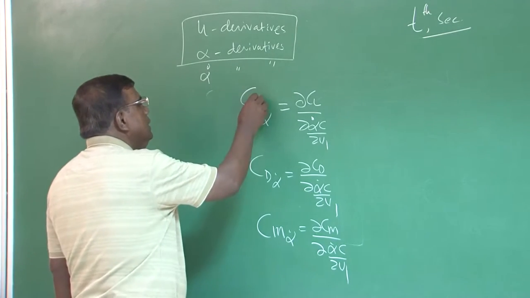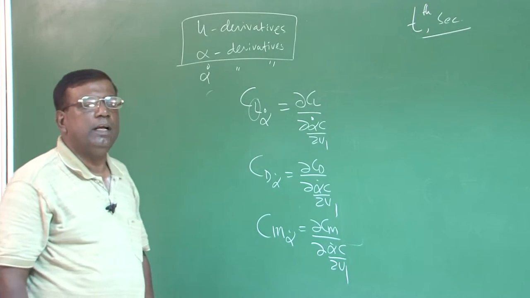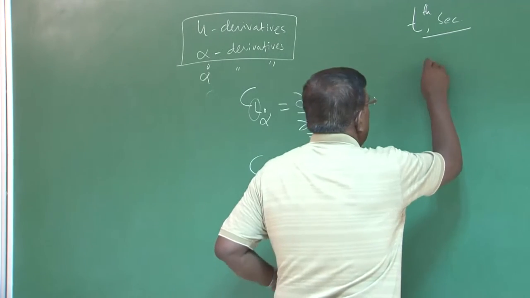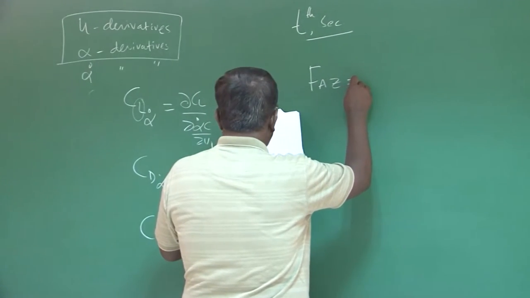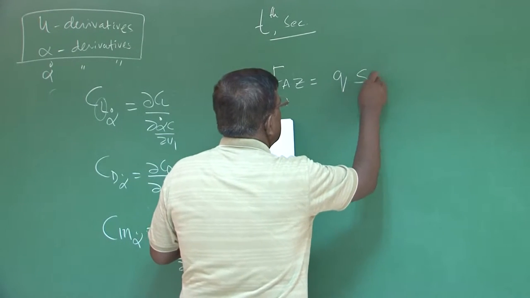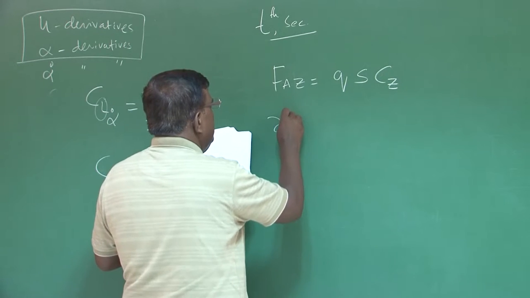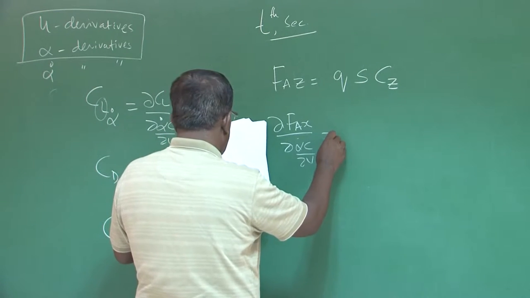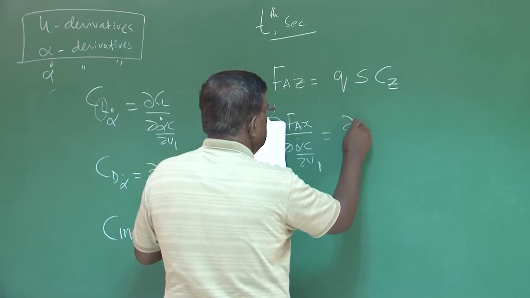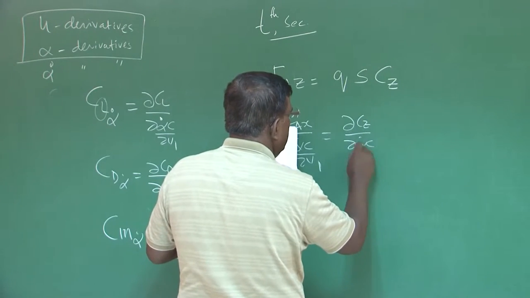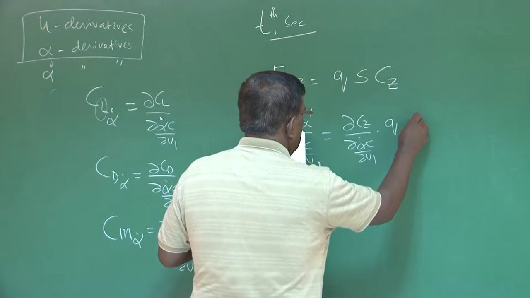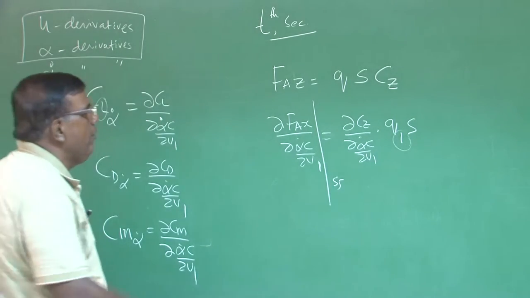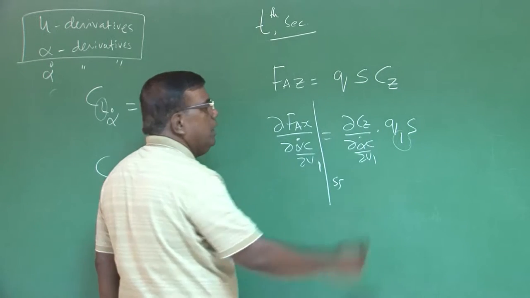The moment I see CL, and since we are working with xyz axis, I will start with FAZ. FAZ will be equal to q bar S CZ, and dFAZ by d alpha dot C by 2 U1 would be equal to dCZ by d alpha dot C by 2 U1 into q1 into S. Why this q1? Because I know this has to be evaluated at steady state. At steady state, q becomes q1.